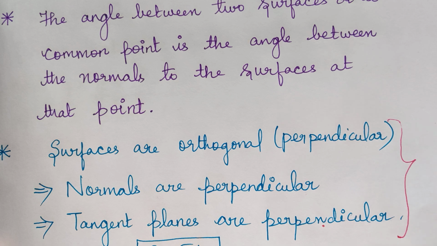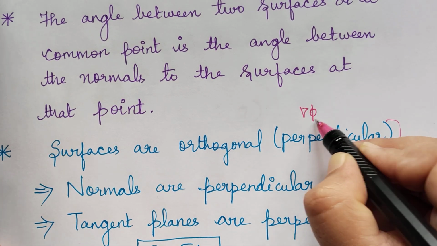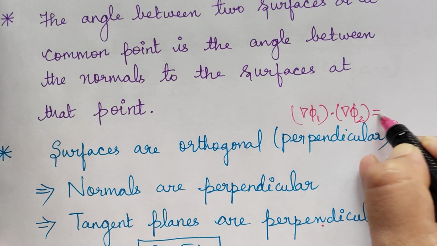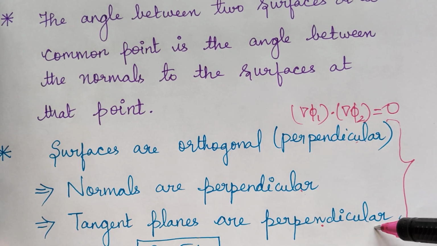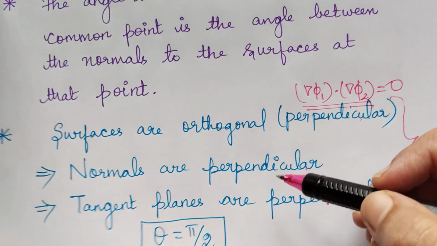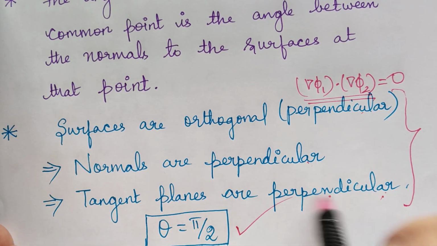We have to prove that nabla phi, that is phi 1 dot product with nabla phi 2, is equal to 0. So any type of form they may ask, so you should remember this. That means that the angle theta is 90 degrees, which is pi by 2.